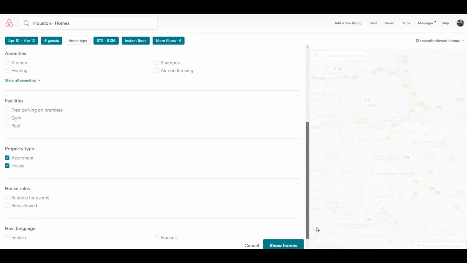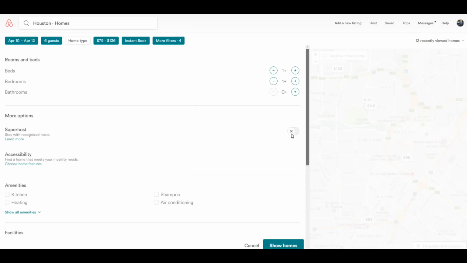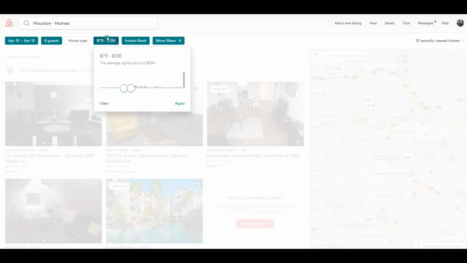So now let's look at how many properties. Let's clear this and apply that clear. We're wiping the price now, because now let's check this out.